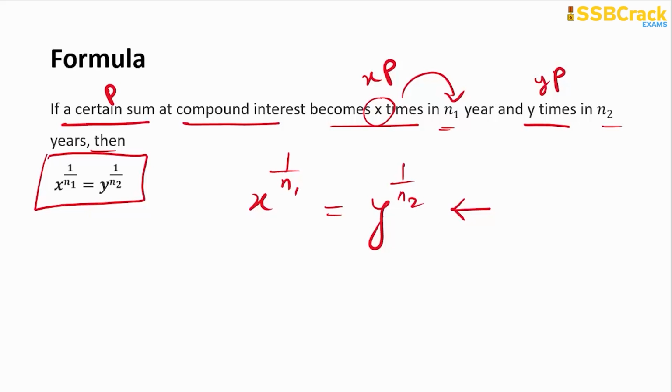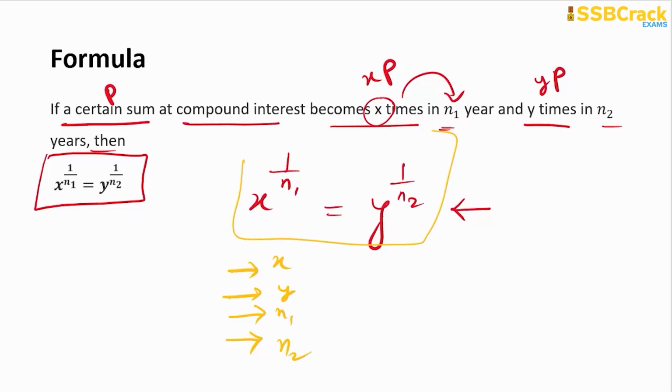In the question, they will give you x and y, the times the initial amount P is becoming. Either they will give you x, y and n1 to calculate n2, or they can give you x, y, n2 to calculate n1, or x, n1, n2 and ask you to calculate y. So this formula can be used to calculate answers for 4 types of problems, either to calculate x or y or n1 or n2. You got my point, right?